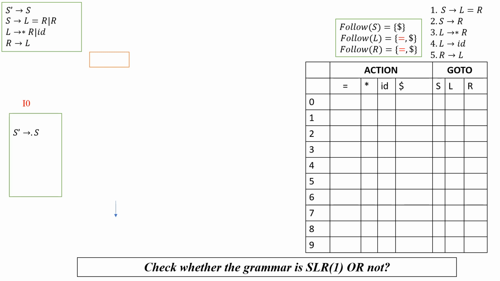See the production in the original grammar for S. So S derives two alternatives, right? That is L = R, another one R. So put the dot for both the productions, right? Now any non-terminal is introduced? Yes, L. Look at the second one. S derives .L = R. Therefore, L derives .* R, L derives .ID.